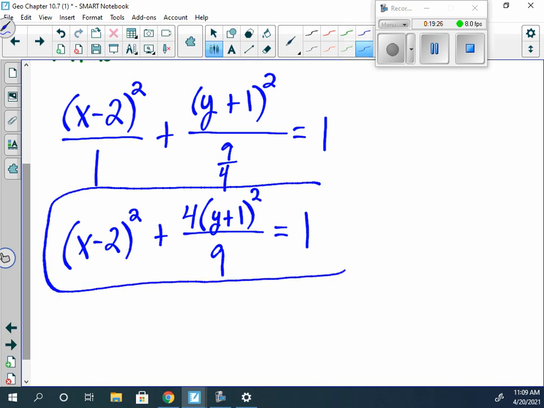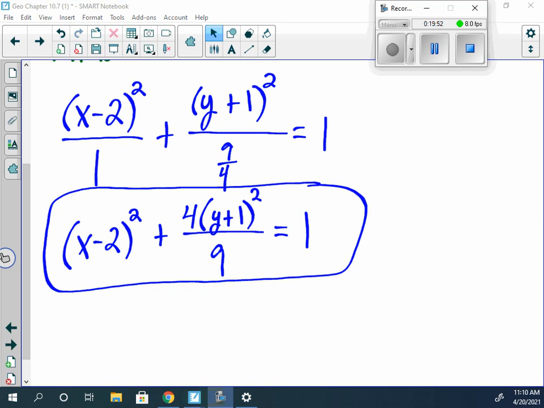Now, we can't multiply the entire thing because this equation has to equal 1. Hyperbolas are the same way. They have to equal 1. We have to have them set up in a form so that they equal 1. Does that make sense? And this is about as far as we're going to go here.